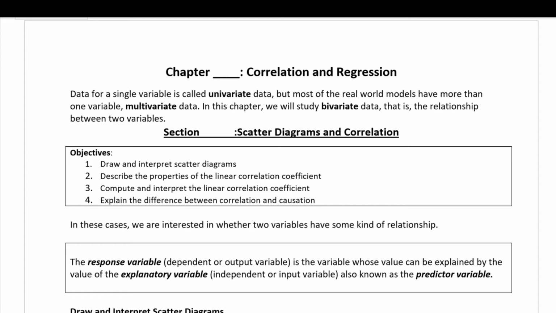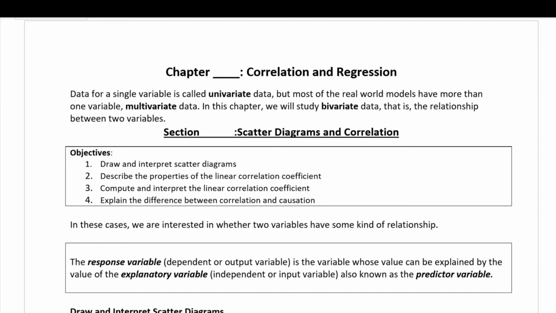Okay. So, very often, when you're dealing with two variables, and if they have some sort of relationship, one of those variables will be called the response variable, and that's considered the dependent variable or the output variable. Okay. And it's a variable whose value can be explained by the value of the explanatory variable, which is the independent or the input variable, also known as a predictor variable. So that actually has two names. Okay, so the explanatory variable or the predictor variable is essentially the input, and the response variable is the output.